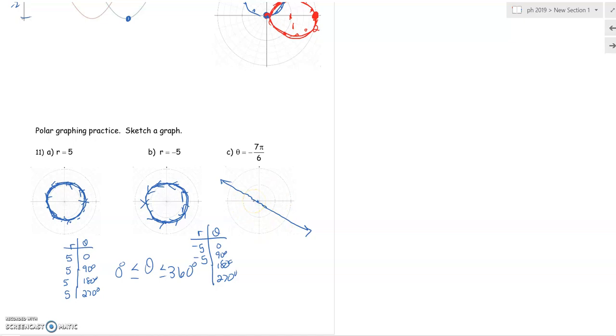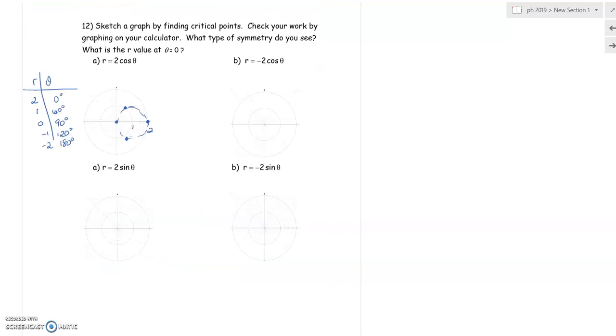Okay, for number 12, I went ahead and found some critical values and I plotted a few points. So we'll take a look at the circle that we have graphed, and notice that at 0 degrees, our r is 2. That's our starting point right here. So go ahead and pause the video and graph the other 3 graphs by again finding critical points, plotting some points, and see what kind of graph you end up with. And then I want you to think about what type of symmetry you would see, and what the r value is at theta equals 0.